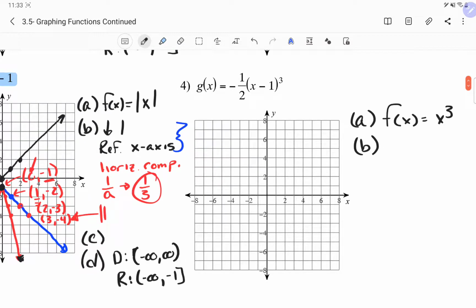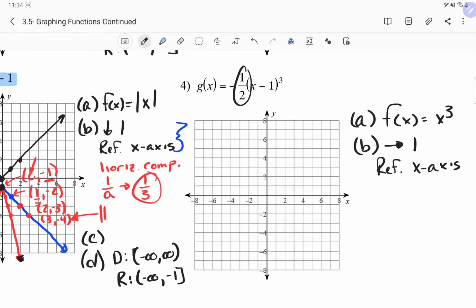The first ones I like to look at are the pluses and minuses. On the inside here we have -1, so that is actually a horizontal shift to the right 1 unit. Then we have this negative on the outside, so it is a reflection over the x-axis. And then we need to look at this 1/2.